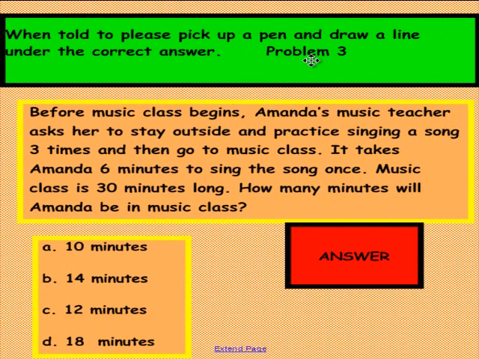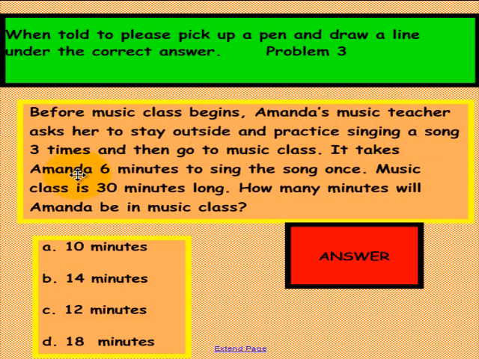Problem 3. This is an interesting one if you know how to sing, or don't know. Before music class begins, Amanda's music teacher asks her to stay outside and practice singing a song 3 times, and then go to music class.